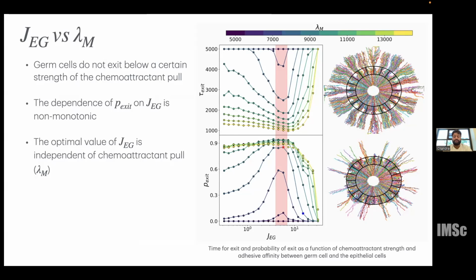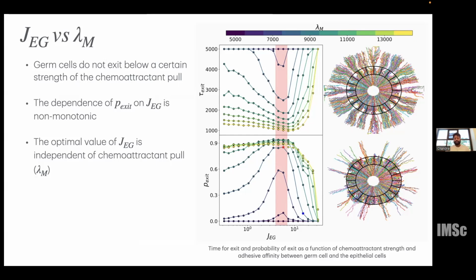The figure on the right side is showing the trajectory of these germ cells in 1,000 iterations. The figure at the top is when most of them have exited, and the figure at the bottom is where quite a lot of them didn't make it. As you can see, the trajectory is concentrated around the gaps between the epithelial cells, because that's exactly where germ cells can get through.